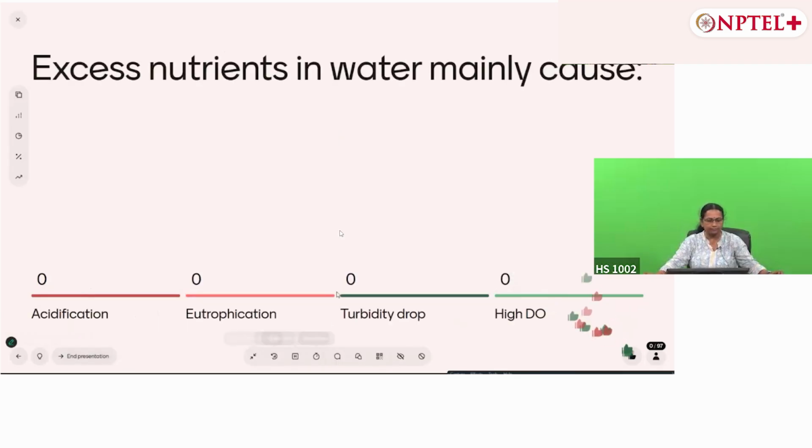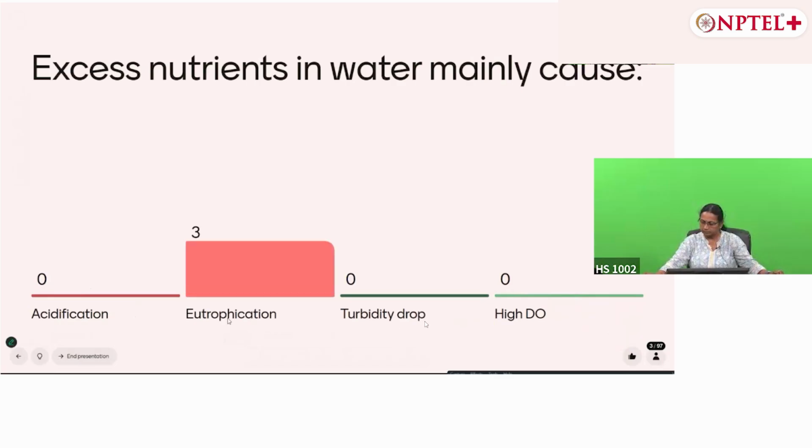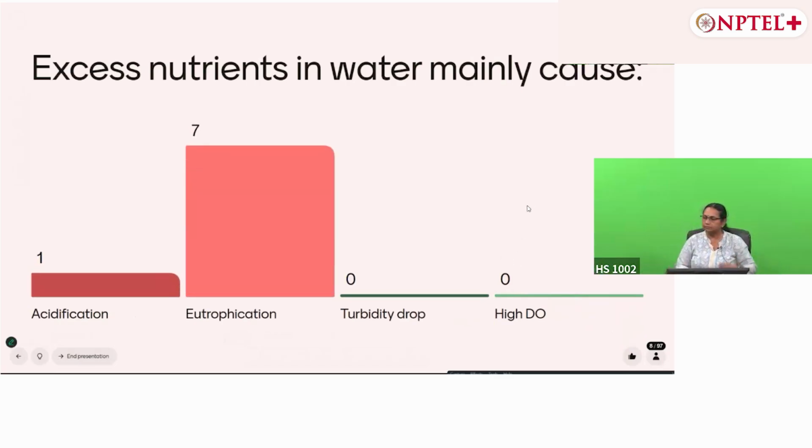The last question: excess nutrients in water mainly cause what? Anyway, everybody will make it correct. Still, one or two people got it wrong. Yeah, eutrophication. That's the major problem with excess nutrients.